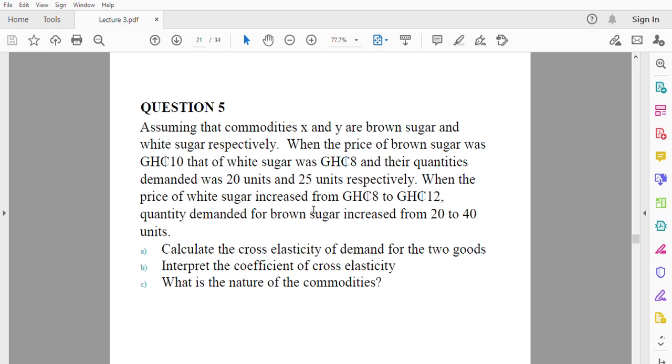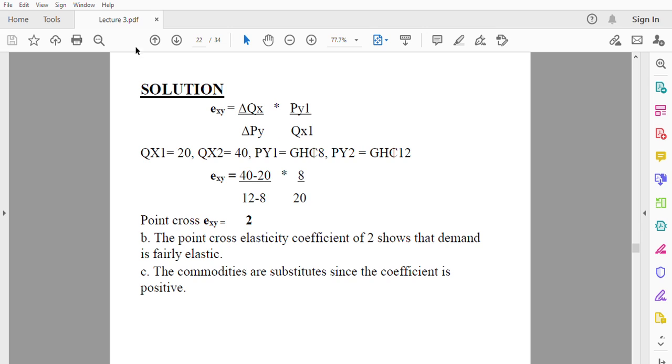Now, calculate the cross elasticity of demand for the two goods. So in this scenario, we are talking about brown sugar and white sugar. They are substitutes. If you are unable to tell, the final answer will tell what it is. So the first thing is to note all the information given, summarize them. So this is our solution.